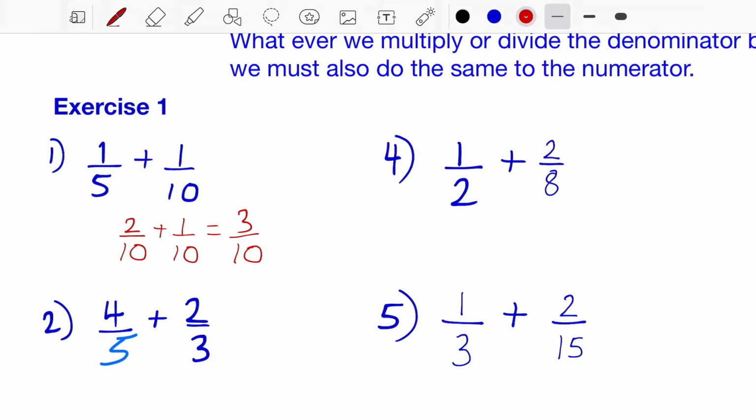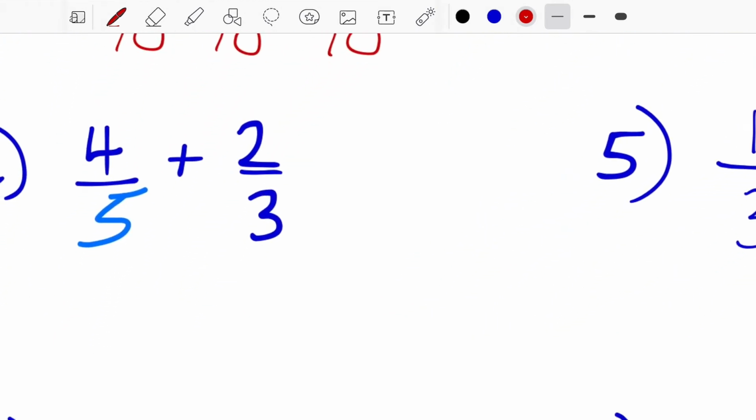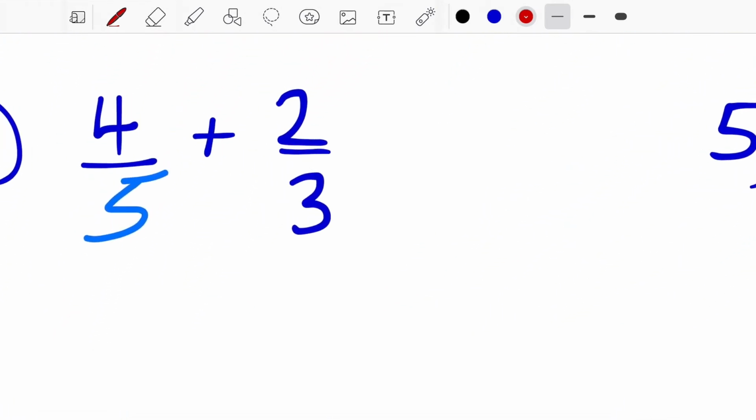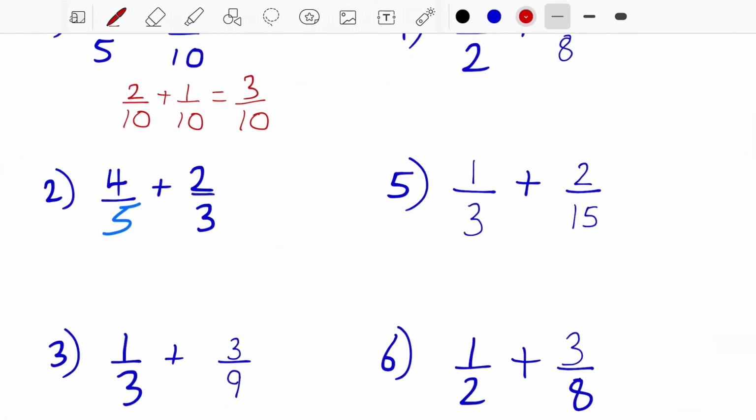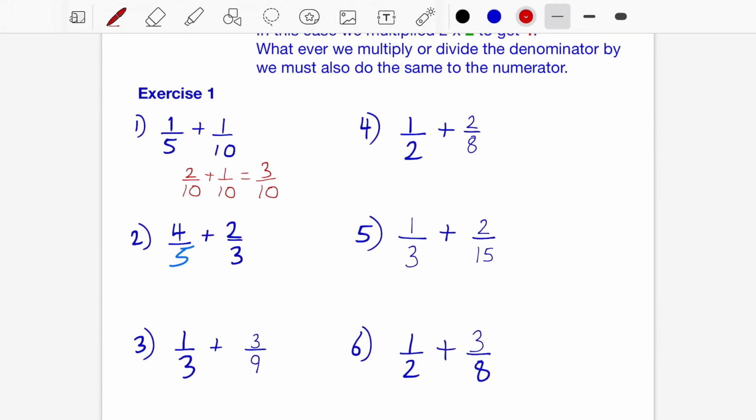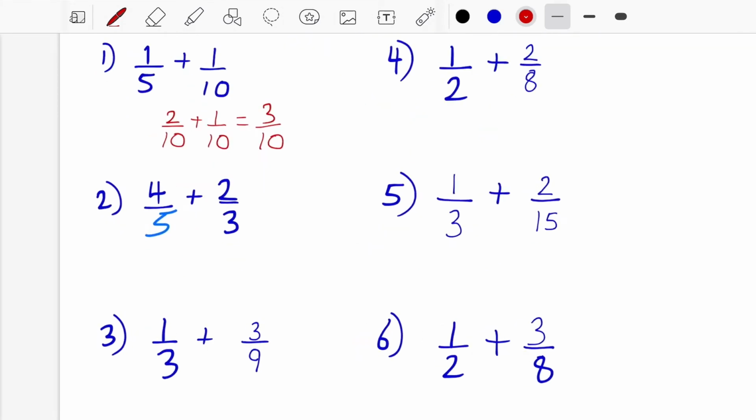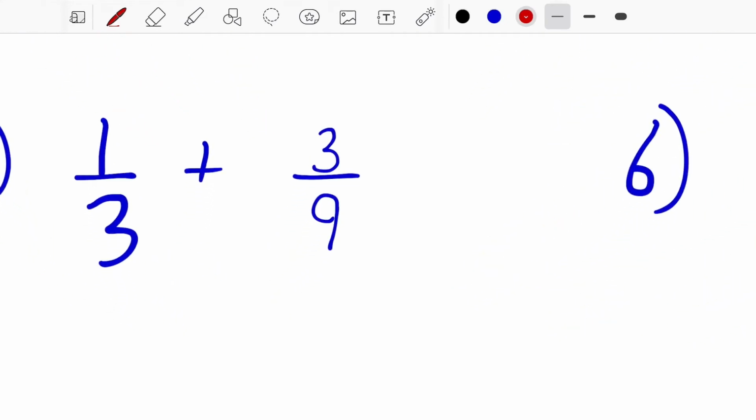Let's try another question. So this one, it's best to use the LCM method for this one, so I will skip this one. Okay, let's take a look at this one.